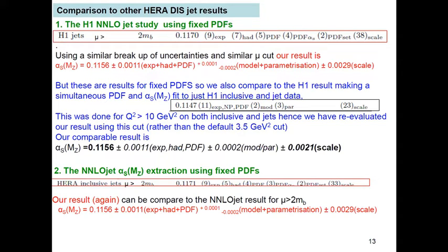And the second result we might compare to is that the NNLO jet group, which provided the NNLO predictions, also made an analysis using fixed PDFs, using just inclusive jets from HERA, and that's their analysis towards the bottom of the page outlined in red. And we can see that if we compare our result to that, the scale uncertainties, ours of 0.0029 and theirs of 0.0033, are in nice broad agreement.